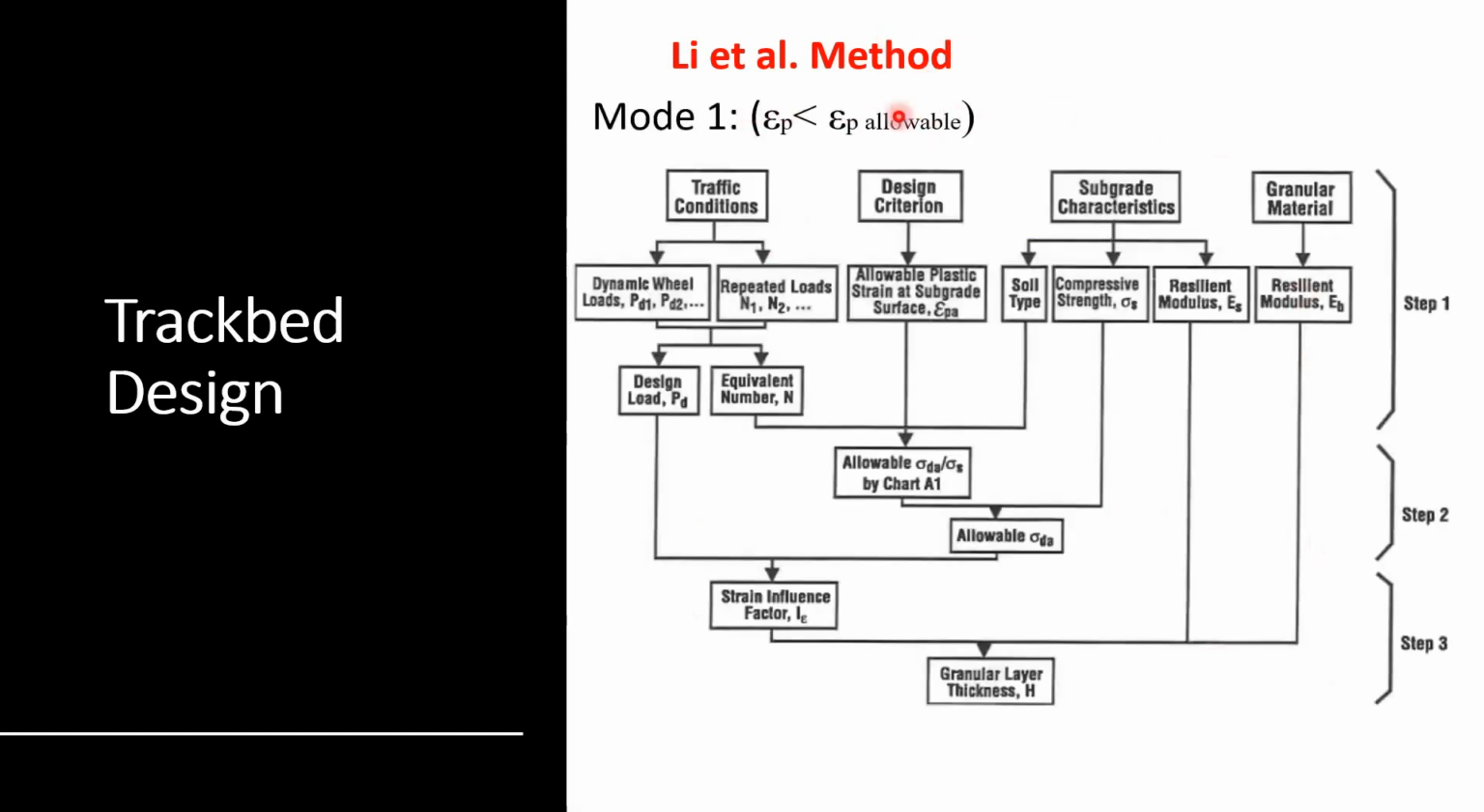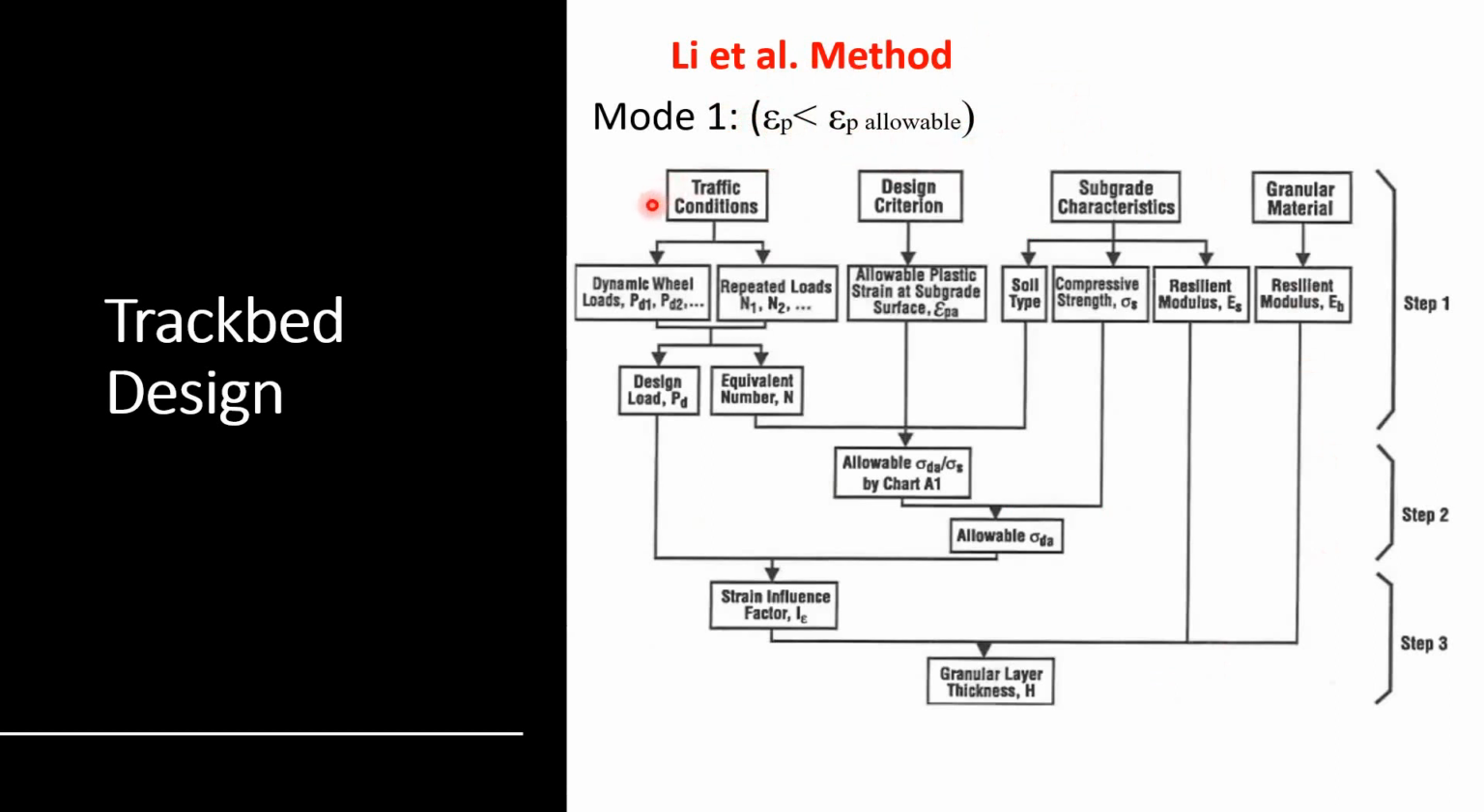Just briefly here, if you want to design against mode 1 failure, which is the plastic strain, you want to make sure that the epsilon p, the plastic strains you're getting on your subgrade, is lower than the allowable plastic strains that you specified.